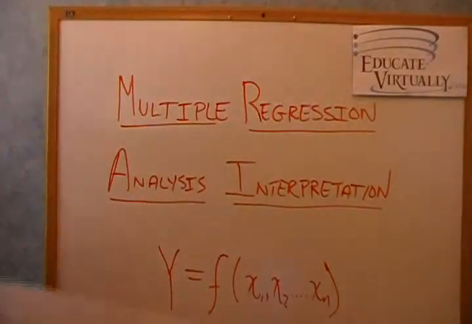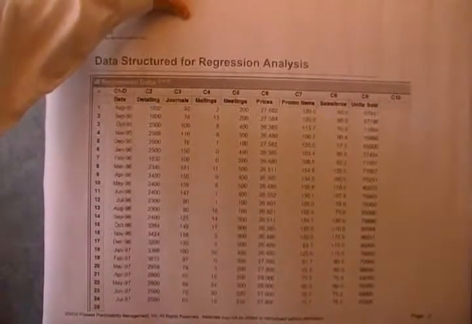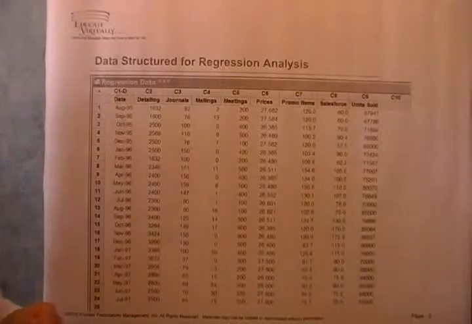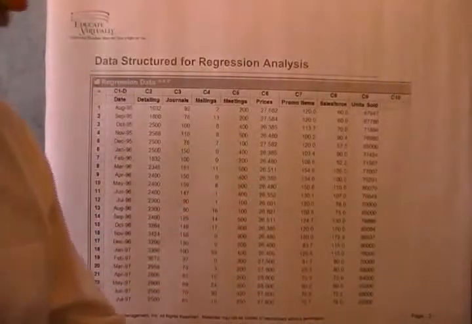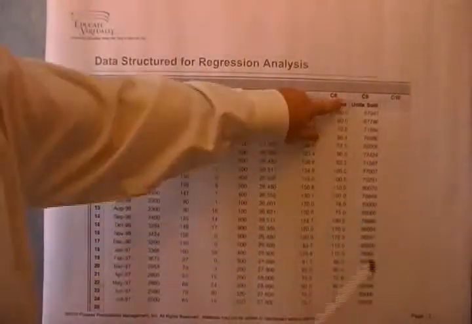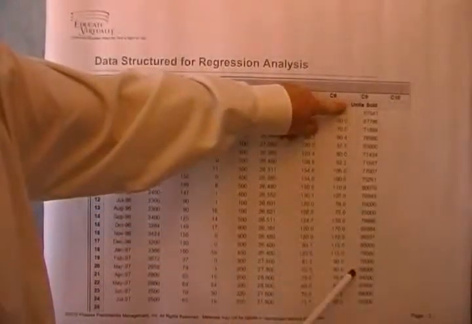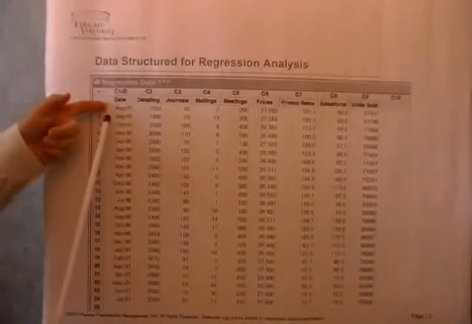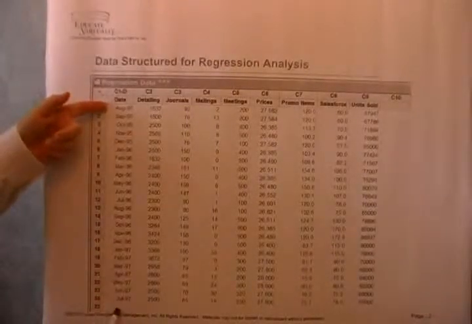In this case study example, we're going to take a look at some sales and marketing information, and we would call this a promotional marketing effectiveness analysis. Our data has been structured for the regression analysis. Our output characteristic, Y, is the units sold. Our data is tied together by the date.